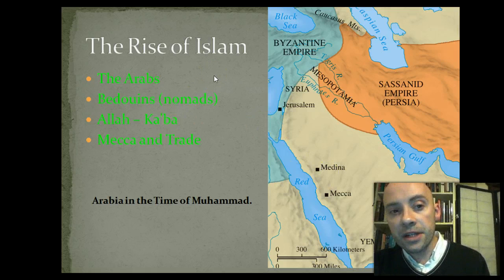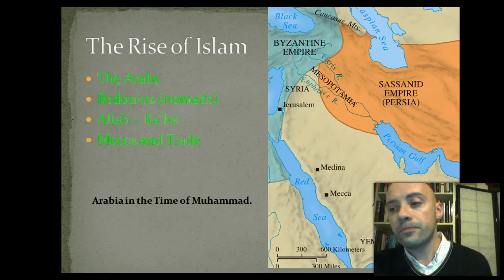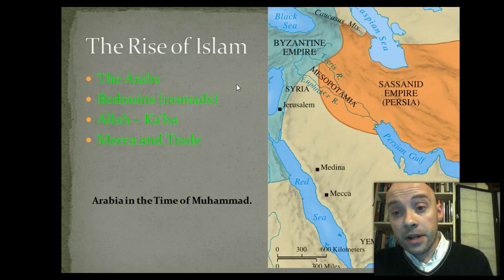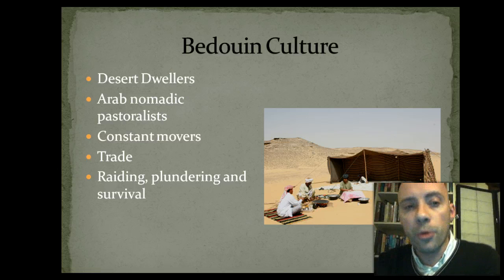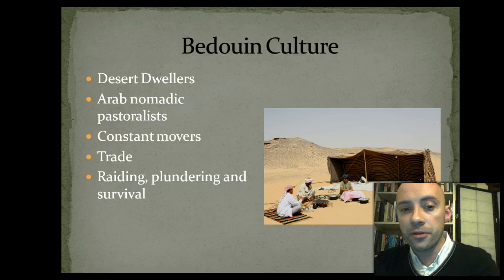There are two major ethnicities, the Arabs and the Bedouins, who were nomads, although ethnographically speaking, there's not a great deal of difference between them. The Bedouins were desert dwellers, nomadic pastoralists, constant movers, surviving through a mixture of raiding, plundering, and trade.